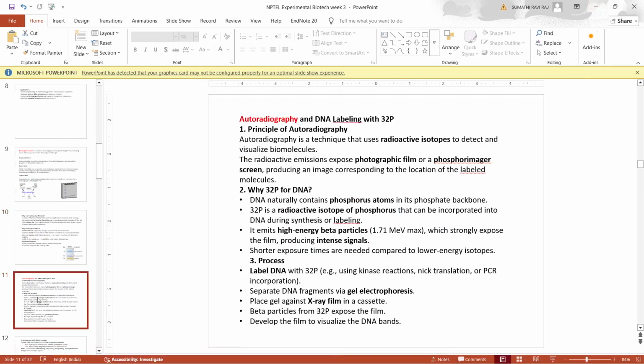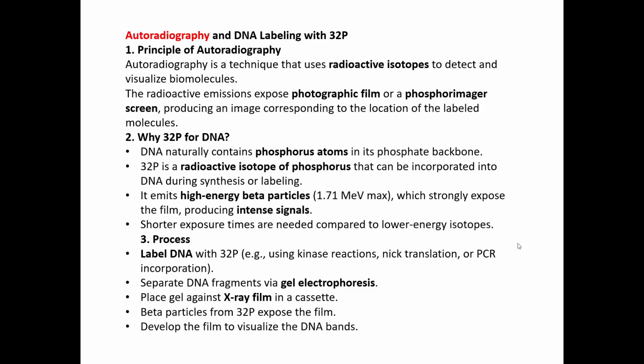So next is autoradiography. Autoradiography and DNA labeling with P32. Autoradiography is a technique that uses radioactive isotopes, and the radioactive isotopes help to detect and visualize the biomolecules. So the radioactive emission is exposed to photographic film or phosphoimager screen, producing an image corresponding to the location of the labeled molecules.